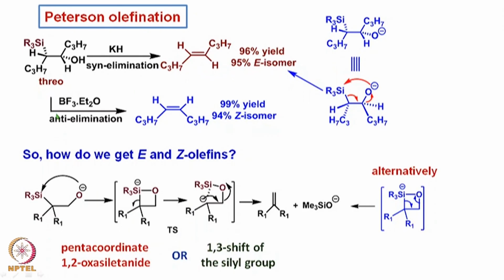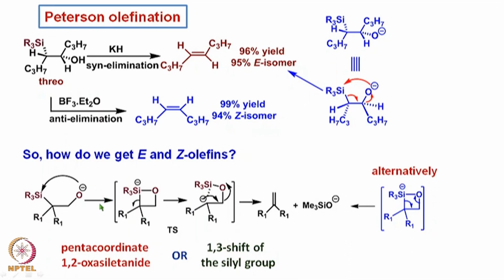On the other hand, if we treat this threo molecule with BF3 etherate, then it undergoes an anti-elimination to form the Z isomer as the major product. So, it is a highly stereospecific reaction, one under basic condition and the other under acidic or Lewis acidic condition. Now, how does this reaction occur?